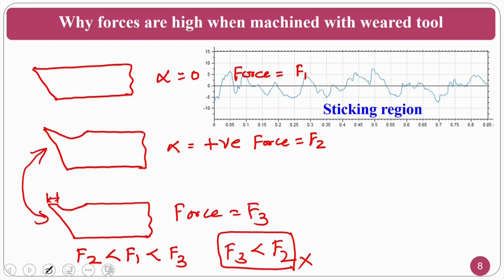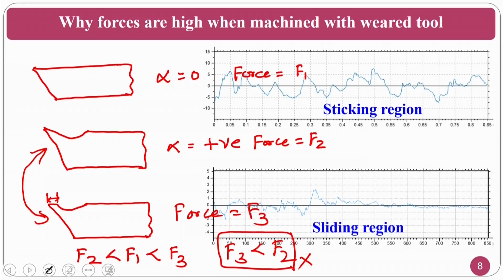Because tool wear may be geometrically the same, but practically the forces are very high because of these reasons. The sliding region will also have a negative effect because of the surface roughness of the sticking and sliding zones. So obstruction will be there. If the obstruction is there, the frictional forces will go up.